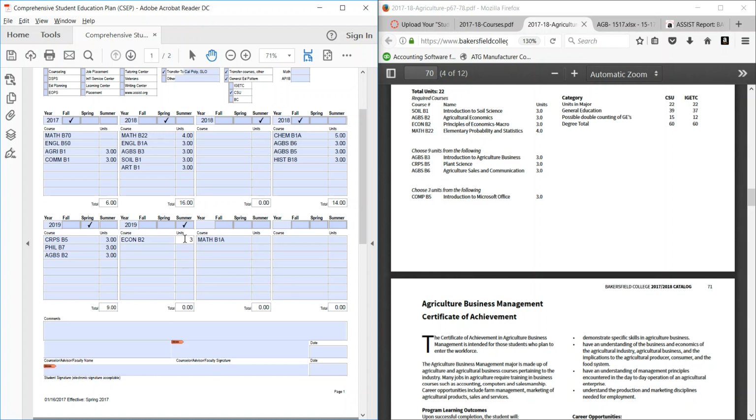And the reason why we're kind of short here is because of these placement scores, right? We kind of wasted half a semester in that area. Math B22, we've got that over here. Business B3, Ag Business B3, we've got that here. Crops, we had that here. B6, we have it here. And then computers, we had that as a substitute course for the Ag Computers B5. So we're actually done with all of these, so that's great.